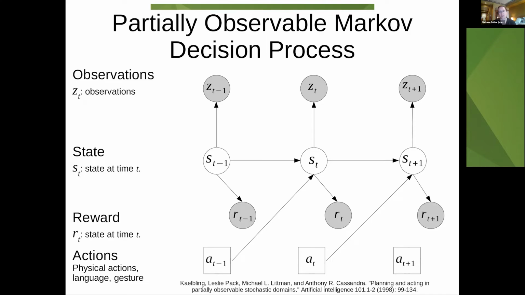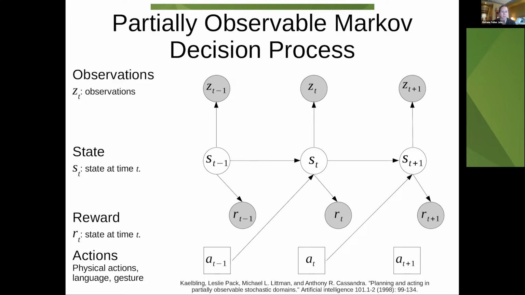And last, we need some representation of what the robot's goals are. And that is the reward function. So this is a number that's assigned to each state that corresponds to how good it is to be in that state. So solving a POMDP corresponds to finding a mapping from belief states to actions that maximizes your reward over time.